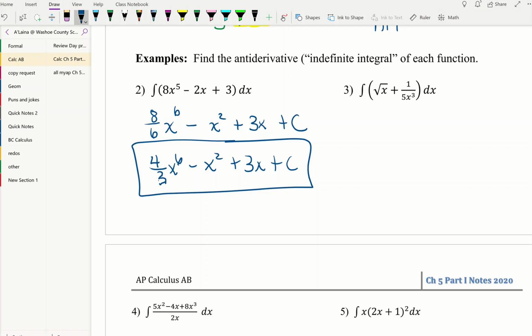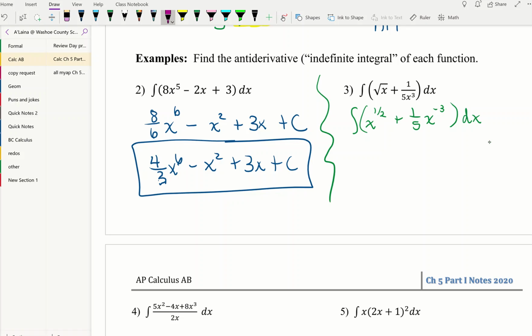All right, number 3. Before I can integrate number 3, it will be useful for me to take this expression and rewrite it as x to the power of 1/2 plus 1/5, that's my coefficient, x to the power of -3, and then all of that is inside the integral. I'm going to put the parentheses there to show that all of that is being integrated. The dx, remember, is indicating the end of the integral, and it's also telling us what our input variable is. And we'll find out more about that dx when we look at future lessons.